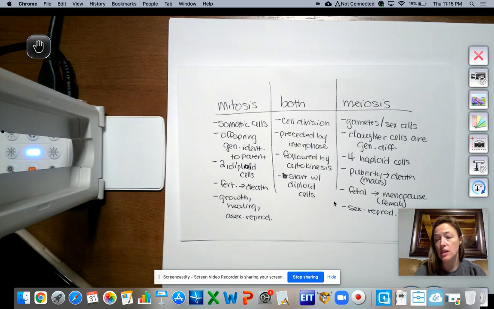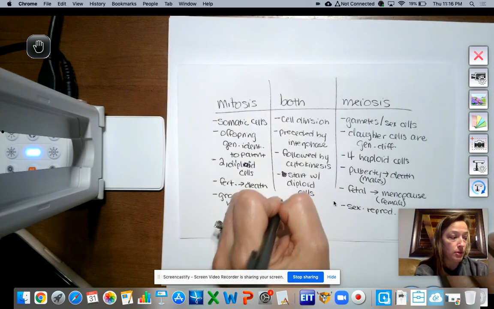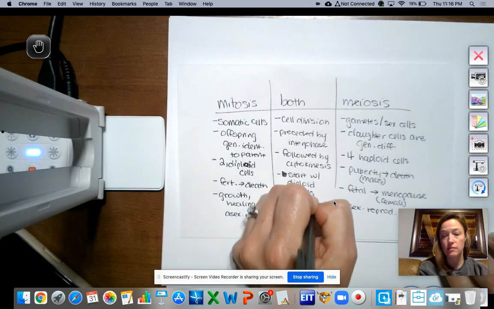You do see the tetrads pair up in meiosis. They don't do that in mitosis. You do see, sorry, those fireworks. You do see the splitting of sister chromatids in both. In meiosis, that occurs in meiosis 2. In mitosis, it just occurs in anaphase. They do both have prophase, metaphase, anaphase, and telophase.